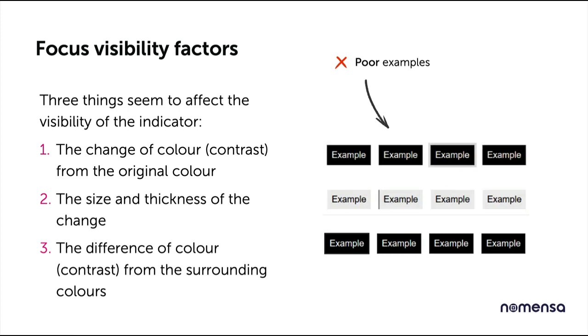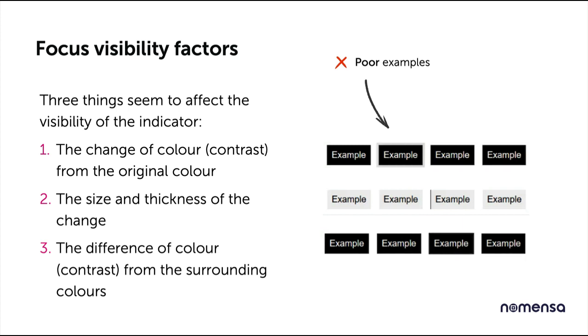The first is a change of colour contrast from the original colour. So the top example being shown is 4 dark buttons, and if you can see it, there is a light grey indicator going back and forth between those buttons. It doesn't have a very good change of contrast, and it's not very visible.